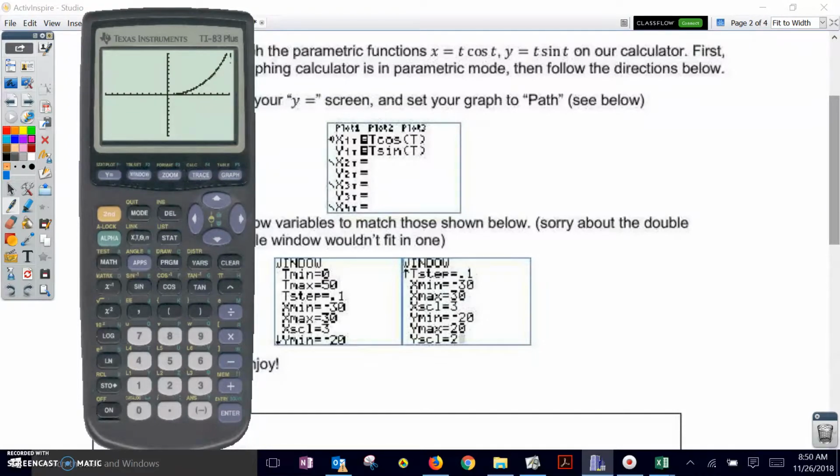Oh boy, you know what? That's not showing me the graph that I want, because I'm still in degree mode. I want to be in radian mode.